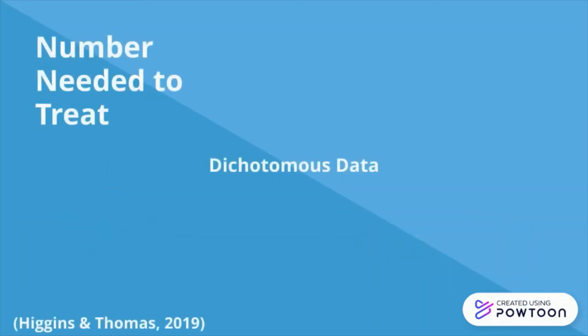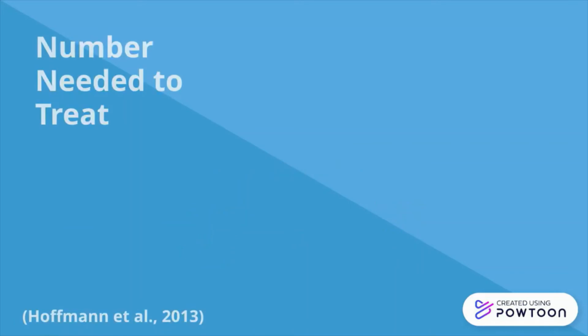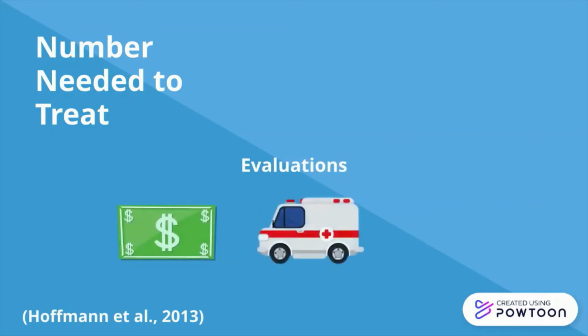NNT is better at describing dichotomous data, but it can be used to look at scores on a continuous scale. A condition like pain can be analysed by establishing cutoff points, like comparing moderate to severe pain versus mild to none. NNT assists healthcare professionals when evaluating the cost, side effects, treatment impacts, or resources available.